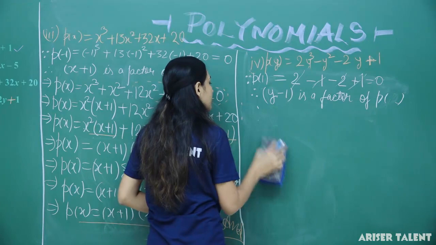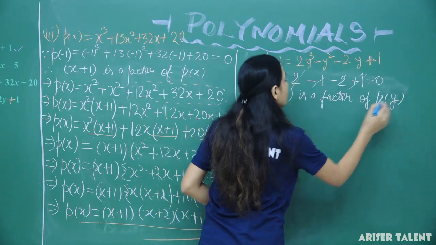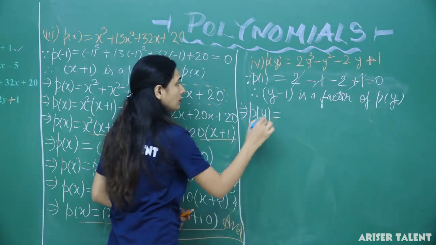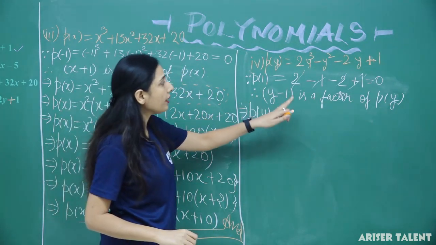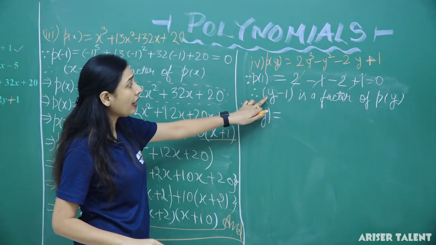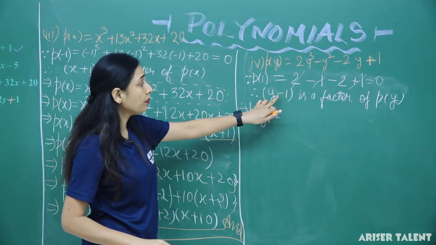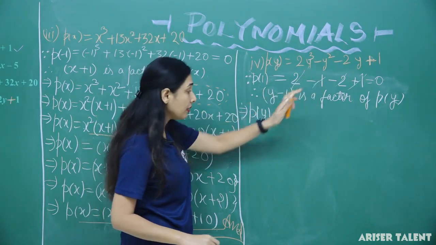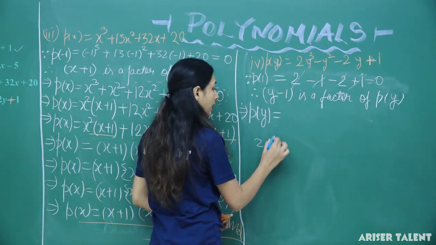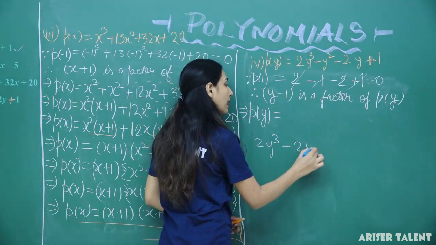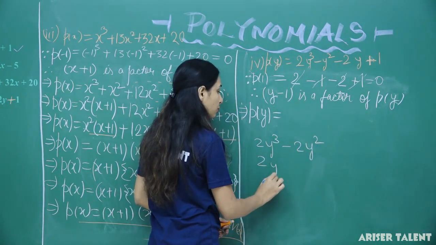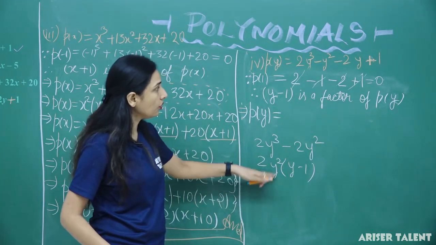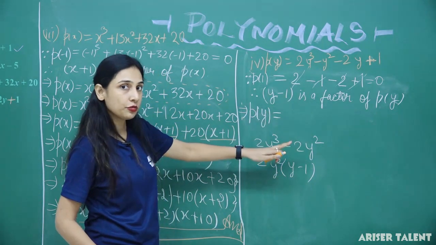Everywhere replace this x with y, which implies that P(y) will be equal to 2y cube. Now what you have to make it is y minus 1. To make it y minus 1, you have to work with the 2, because if you write 2y cube minus 2y square, that will give you 2y square common and y minus 1. So you have to make it in that arrangement only.